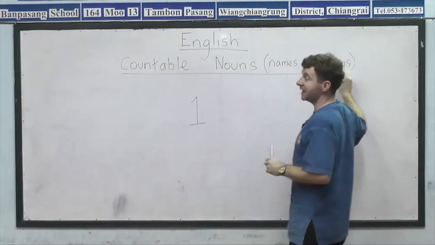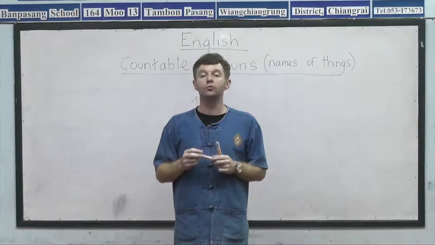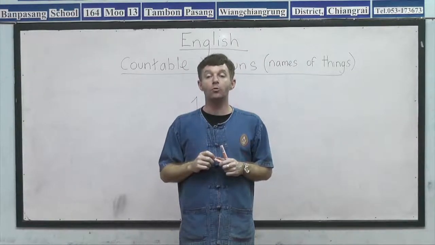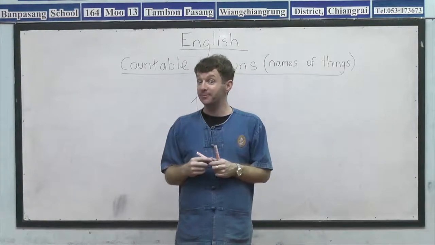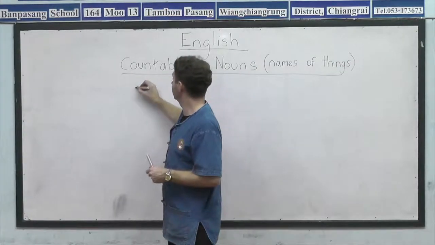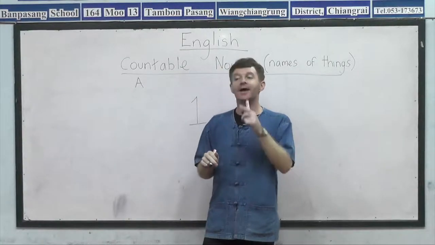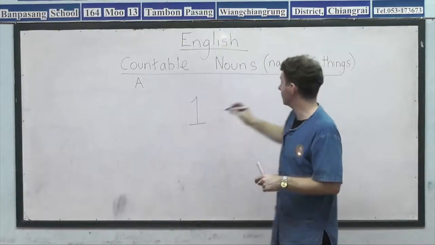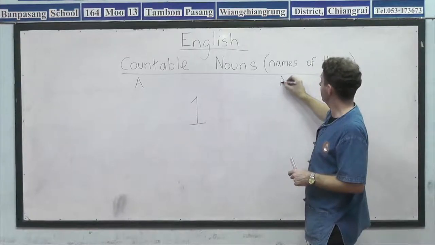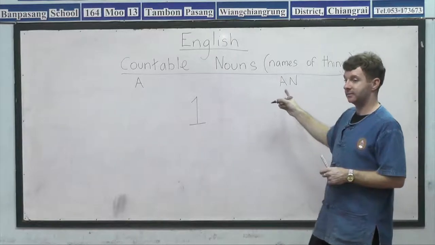And in our last lesson, we learned about two different words we use before nouns. One word is one letter. Can anybody remember? A. Excellent. And what was the other word? Two letters. A-N. An. Okay. A or an.